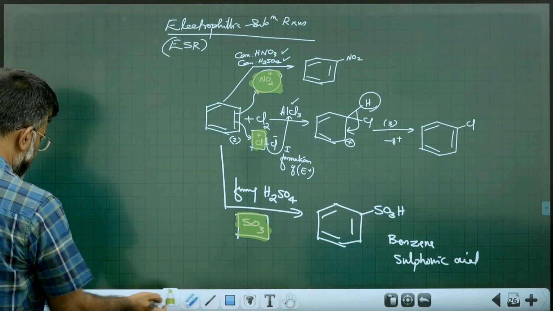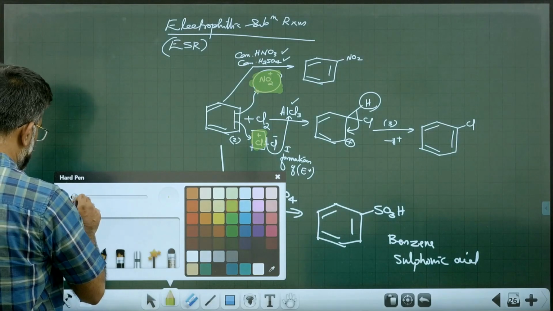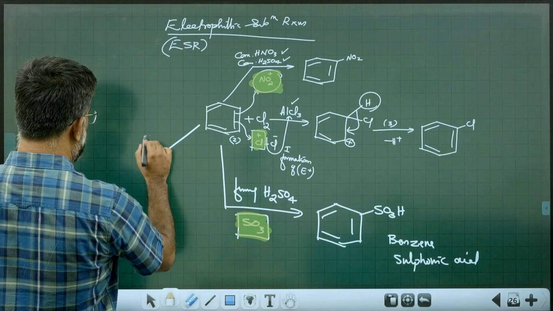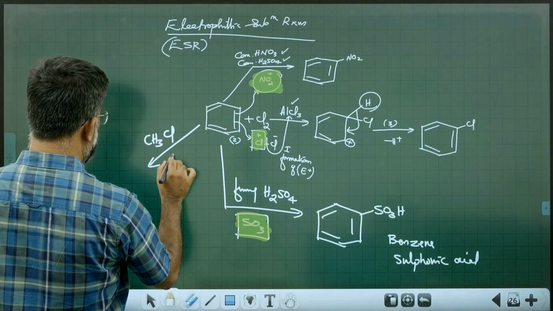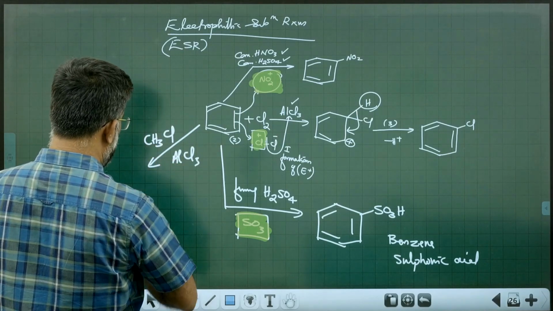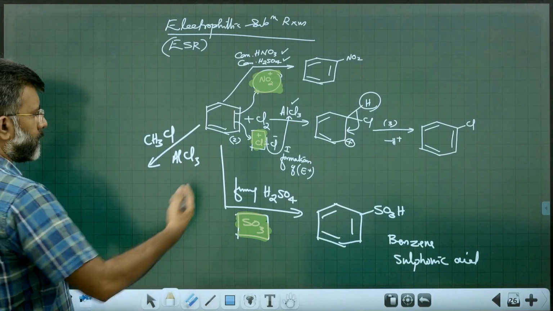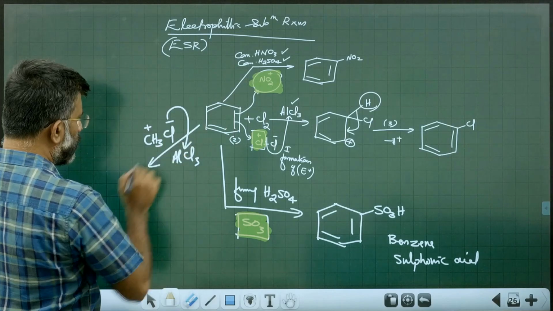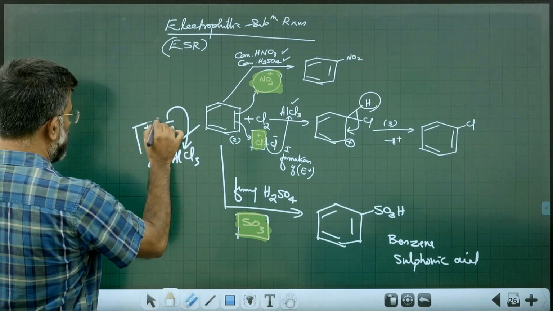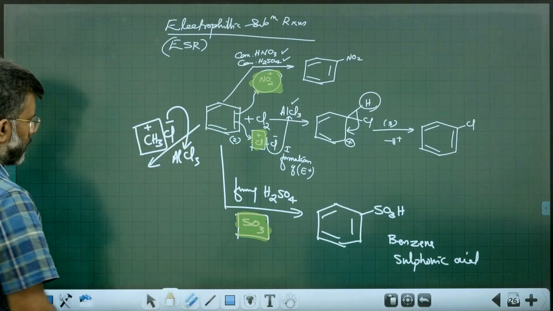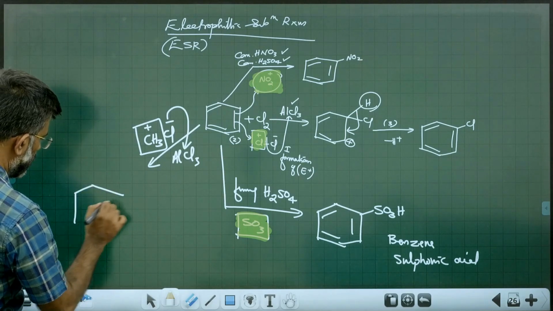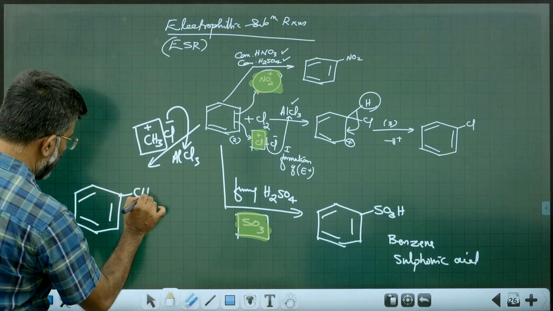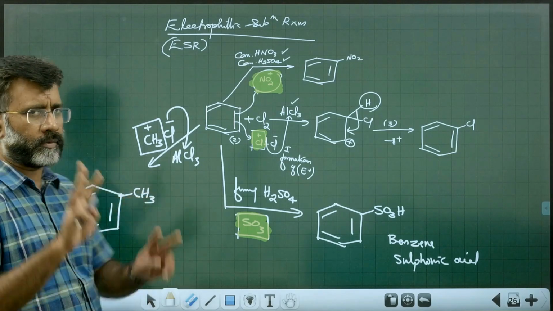Okay. Next is the Friedel-Crafts alkylation reaction. This is treated with CH3Cl and anhydrous aluminium chloride. Similar to what happened here, CH3 plus Cl minus is withdrawn by this. You get CH3 plus, which acts as the electrophile, and the result will be toluene. Let me remind you, all these reactions involve 3 steps.